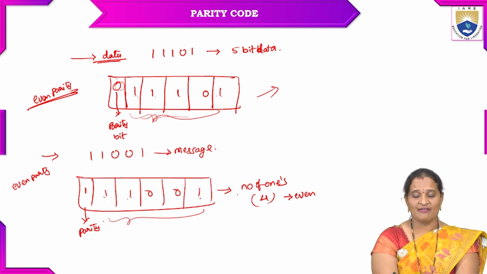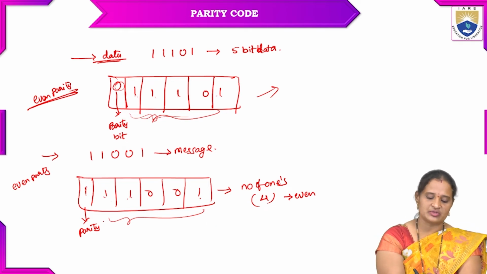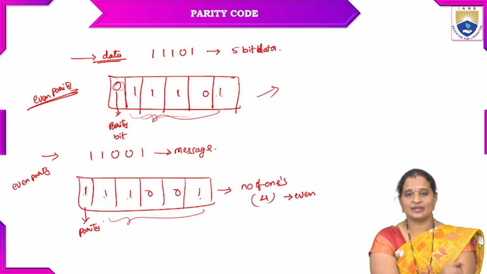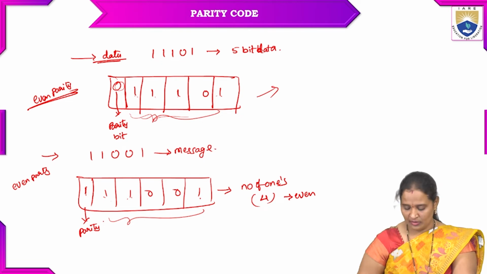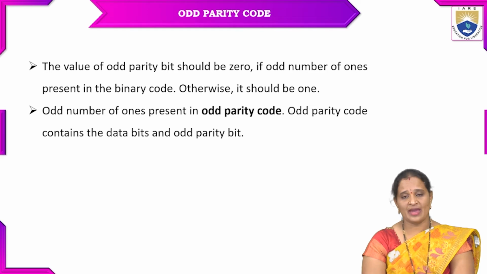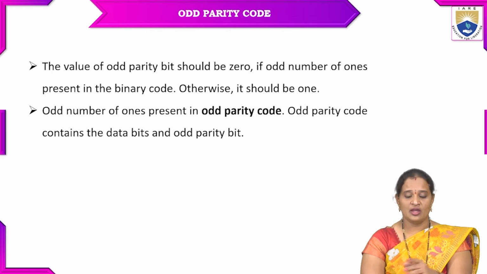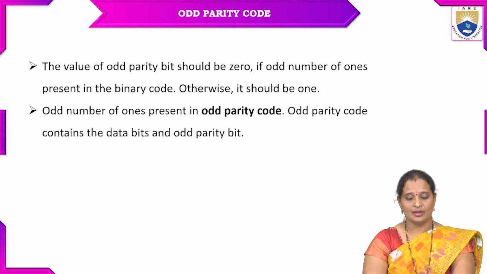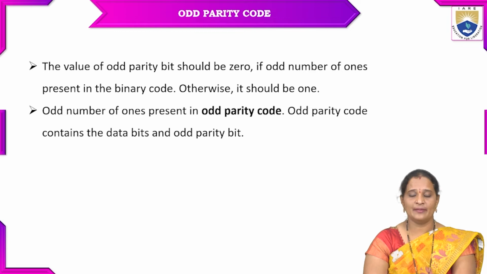So in order to have an even number of ones, we have chosen the parity bit as 1. That means depending on the type of parity required, we need to select the parity bit as either 0 or 1. That is about even parity. Now coming to the odd parity. As I already told you, the value of our odd parity bit should be 0 if an odd number of ones are present in the binary code. Otherwise, it should be 1.